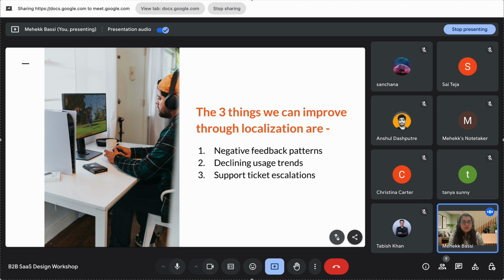And the last one, support ticket escalations. This is also pretty self-explanatory. If the app is not localized, customers will complain about it and raise more support tickets. So this can be improved through localization.